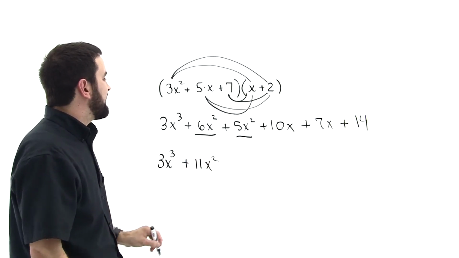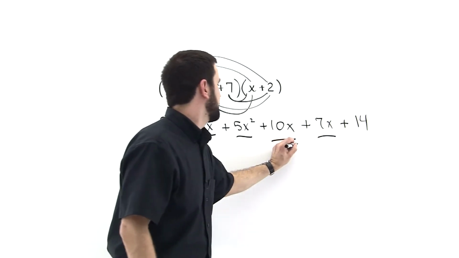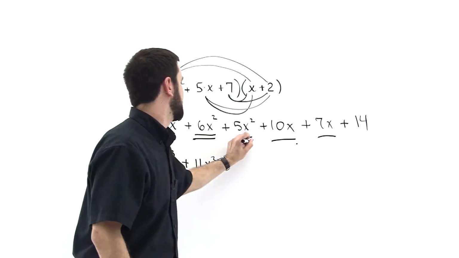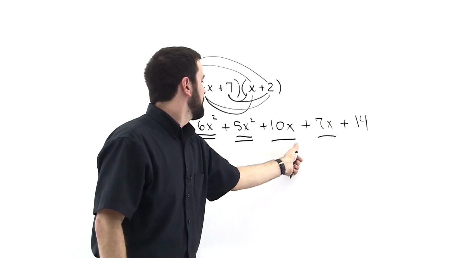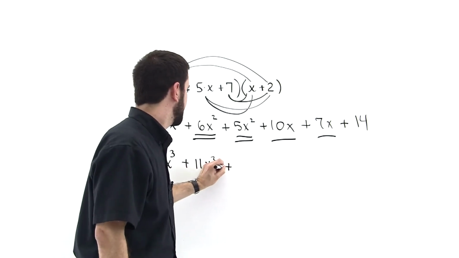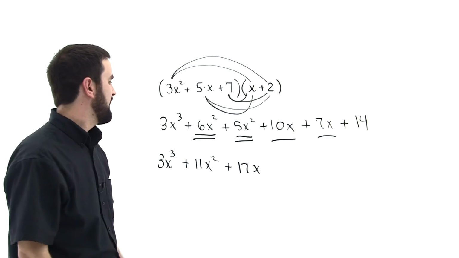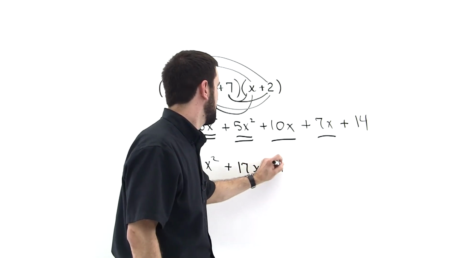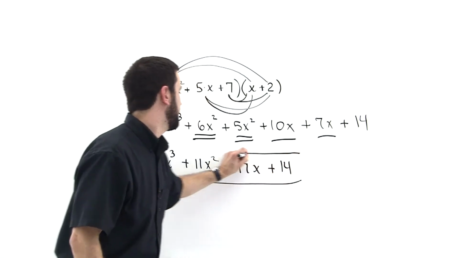And then we combine the x's. We see that this is an x and this is an x, right? So we'll put 2 lines under this guy because it's squared, right? And then, so 10x plus 7x is 17x, so plus 17x, just adding those numbers in front, right? And then plus 14. And that is your final answer.